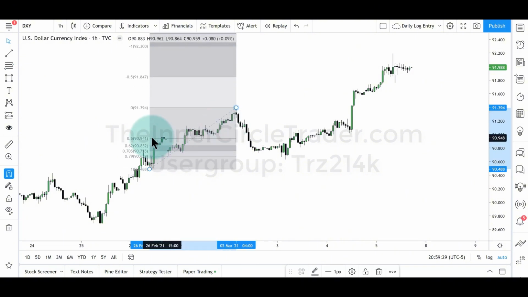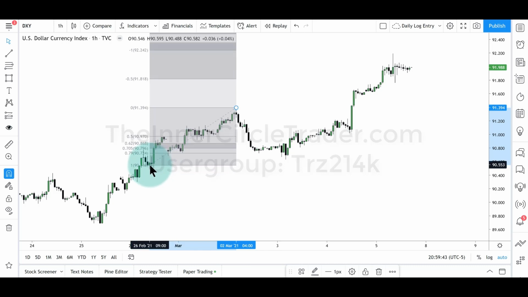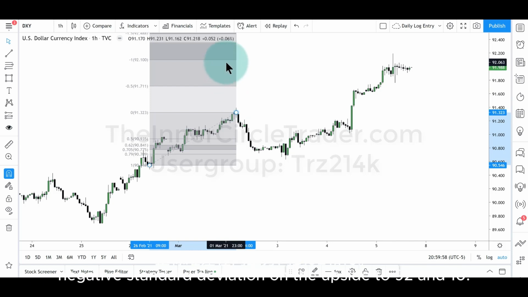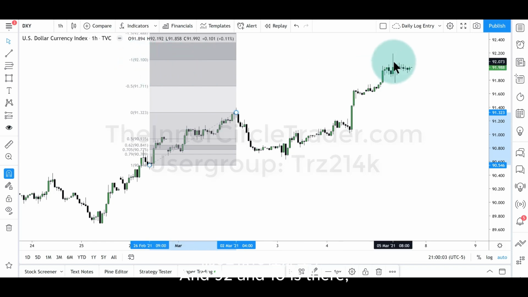the swing high, 50%. At this moment here, we're at a discount. Trades down into 79 retracement level here. For entry purposes, right here, and you can see how nice that aligns with the bodies. And then you have one negative standard deviation on the upside to 92 and 10. And 92 and 10 is there, essentially, right there. So the fib does a fairly decent job in terms of calling a high.